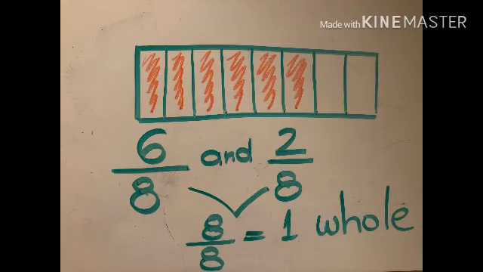One more exercise. This whole has been partitioned into 8 parts. We have 6 of them that have been shaded. So we can use the fraction 6/8 to show our shaded parts. 2 of them are not shaded. What fraction do we use to show that? We use 2/8. If we bring them together, the unshaded and the shaded parts, it gives us a total of 8/8, which is the same as one whole.